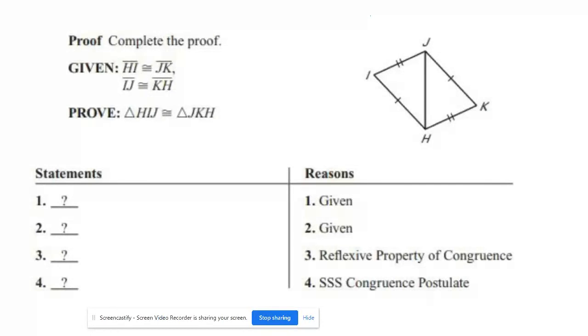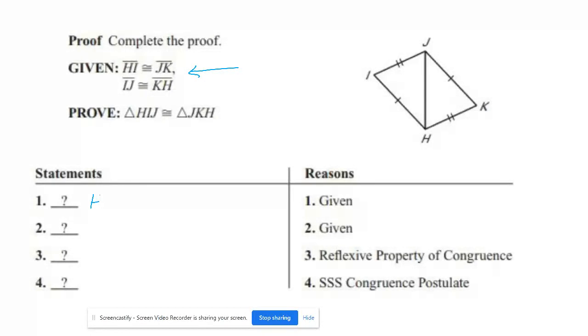The good news is they give us some information to start with. And we can see that in the diagram. We can also see that up here. So that's what you want to do. Just a reminder of how proofs usually start. You start with the stuff they already provide to you. So these first two steps will be pretty simple. We're just rewriting the stuff in the given.